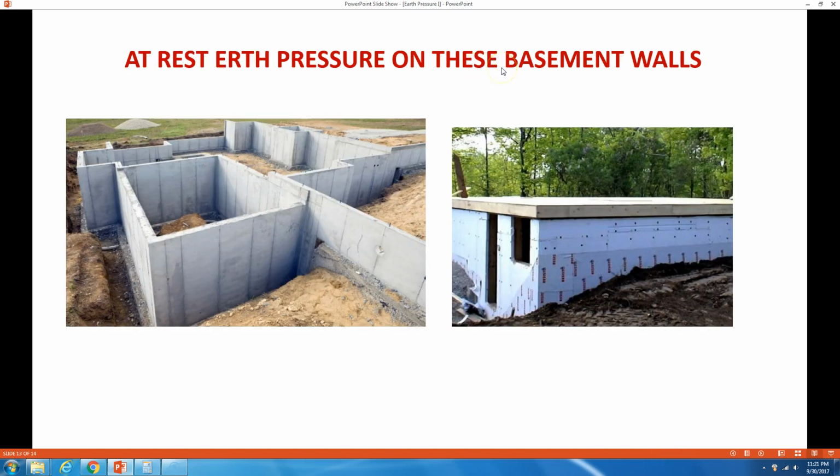At rest earth pressure applies to basement walls. Right now there is no pressure because the wall is not backfilled, but once the wall is backfilled and the braces, the wood joists, are connected to the top, then the wall cannot move. So it will be under the at-rest earth pressure.